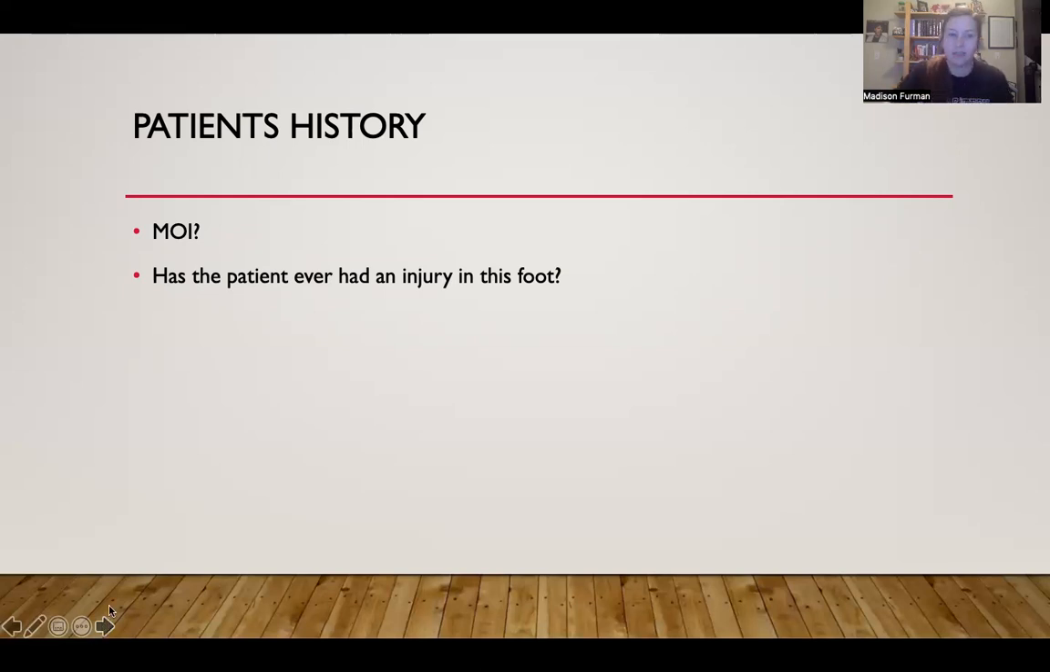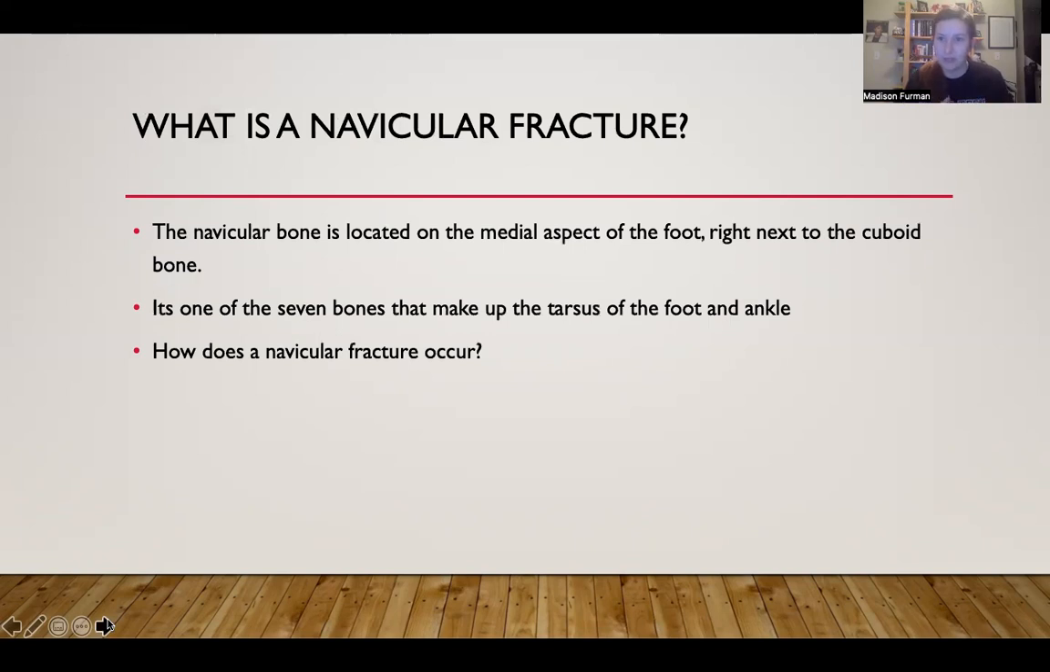But before we get to that, I'd like to explain what this injury is and how it occurs. So what is a navicular stress fracture? Basically there's a bone located in the medial aspect of the foot, right next to your cuboid bone. So think, when you're looking down at your foot, it's the larger bone towards the medial side of the body, very close to your ankle bones. It's one of the 7 bones that make up the tarsus of the foot and ankle. It's a pretty large bone, so it's kind of hard to miss.